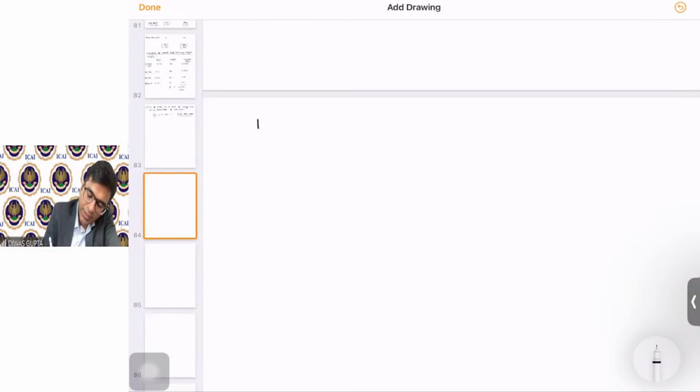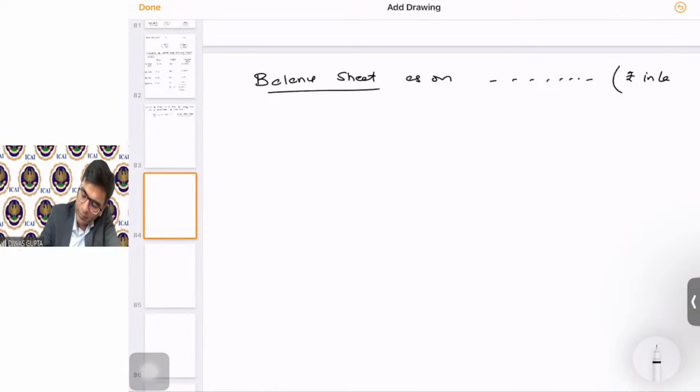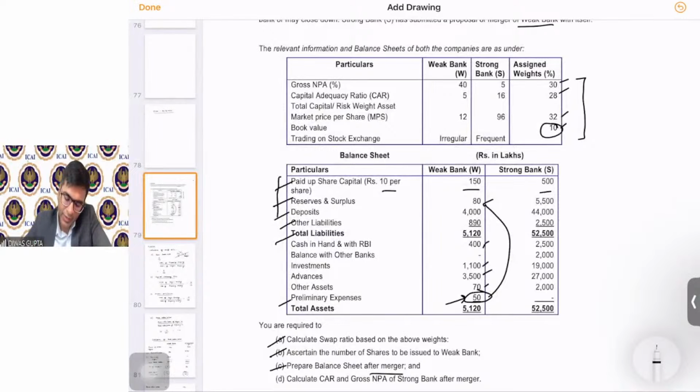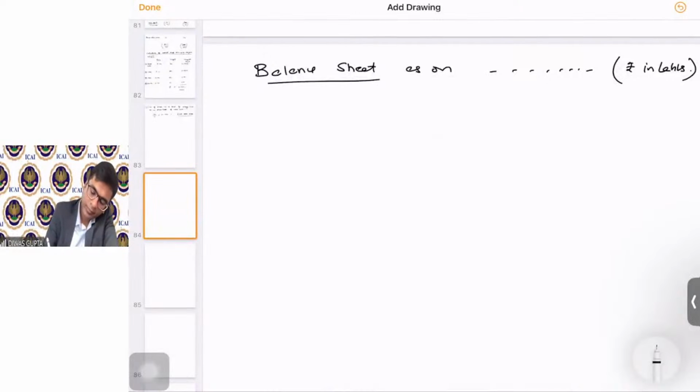So let's prepare the balance sheet as on whatever is the date. Rupees in lakhs, is it? Yes, rupees is in lakhs. So students, if you see in the question, they have started with the paid up share capital and then reserve and surplus, deposits, other liabilities, cash in hand, and this thing. So we will start in the same order. Strong bank.